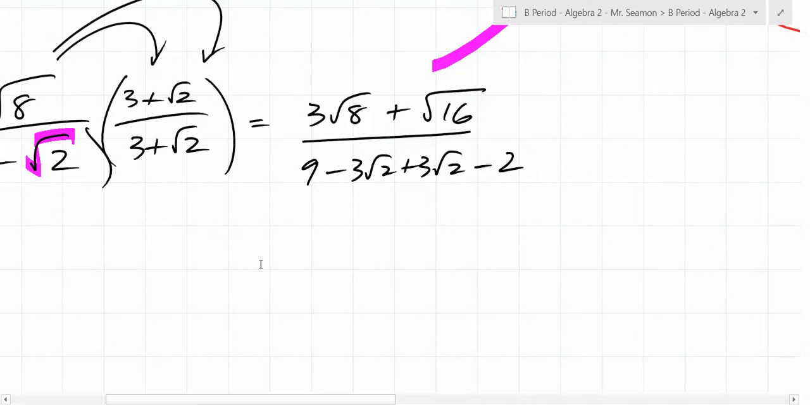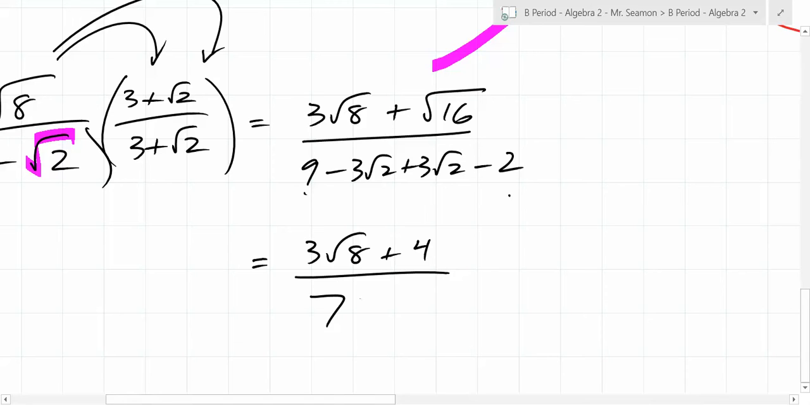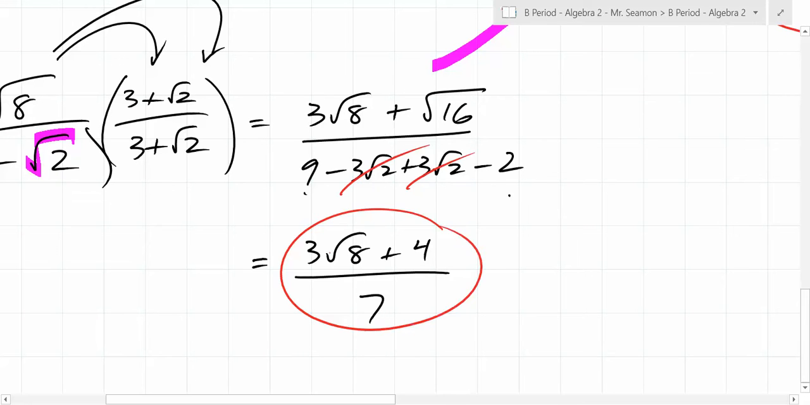Right. So does this simplify kind of nicely? Yeah. It's going to be 3 root 8 plus what? 4. Over, what's 9 and negative 2? 7. Is there anything left on the denominator? No, because these cancel. So there's your final answer right there.